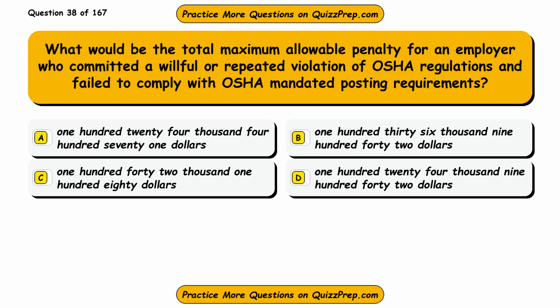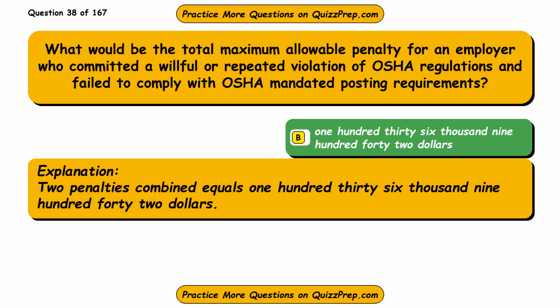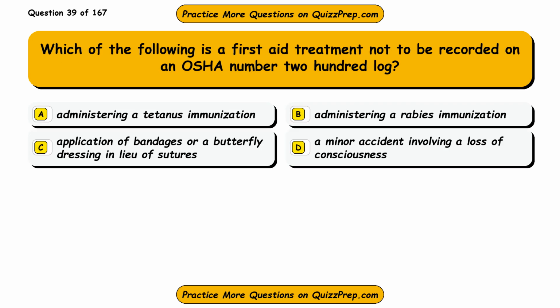Question 38. What would be the total maximum allowable penalty for an employer who committed a willful or repeated violation of OSHA regulations and failed to comply with OSHA-mandated posting requirements? Option A, $124,471. Option B, $136,942. Option C, $142,180. Option D, $124,942. The correct answer is option B, $136,942. 2 penalties combined equals $136,942.